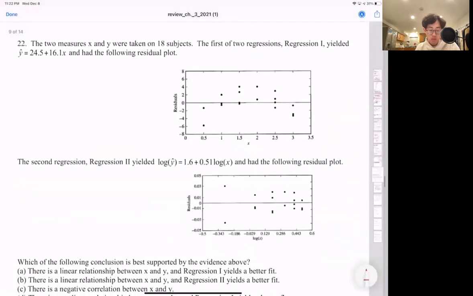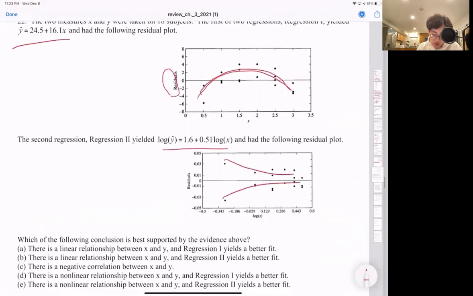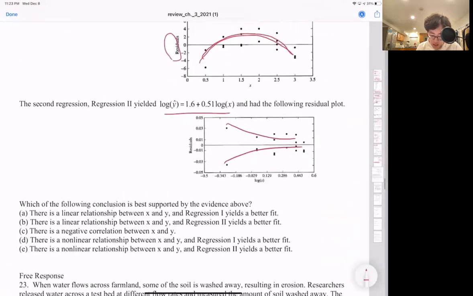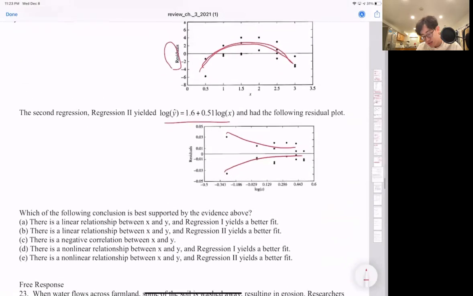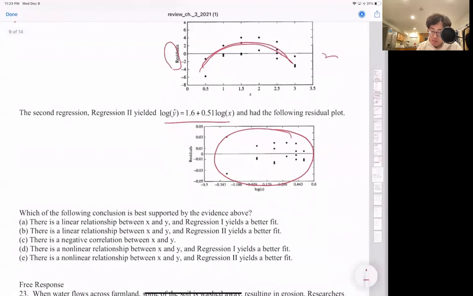Number 22, two measures of X and Y. So this is residuals. We have the least squares regression line. The second one gives me this. So obviously you see this little curved pattern here. This one also kind of goes like this. So basically at the end of the day, we want to pick the one that's a better fit for either one of those two. It does show a little bit more randomness here compared to this.